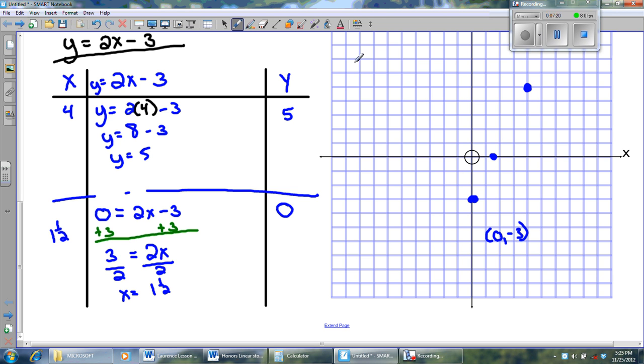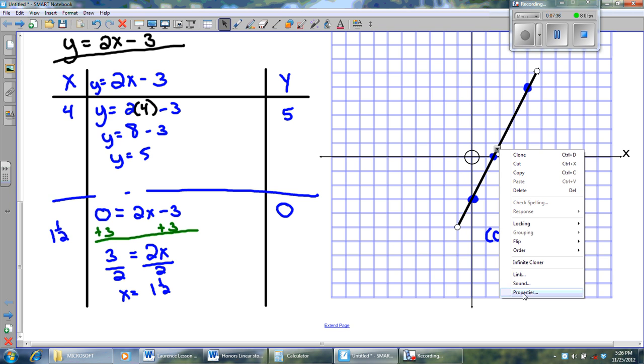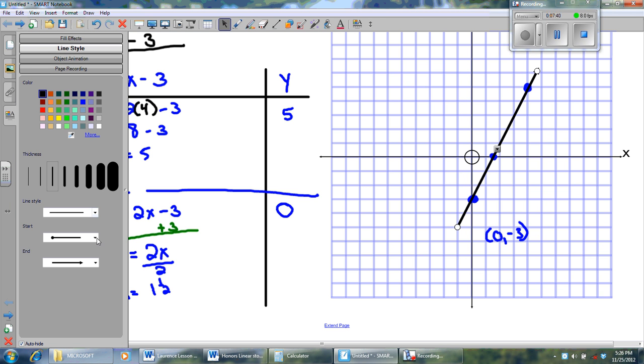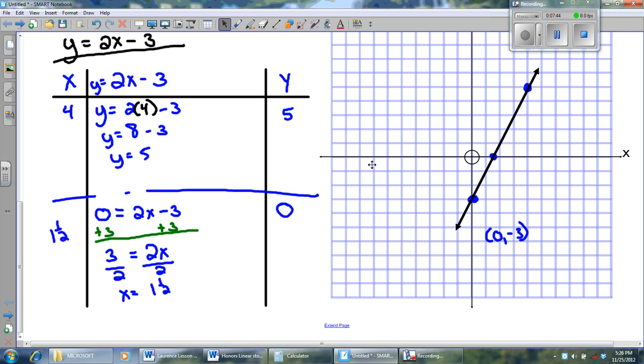And watch this. When I go to draw my line, it's going to come out pretty darn good. Look at that. All 3 points end up on the same line. By the way, I need arrowheads on both ends of my line. I haven't figured out how to put that in memory yet. So let me change that to an arrowhead, and there you go.